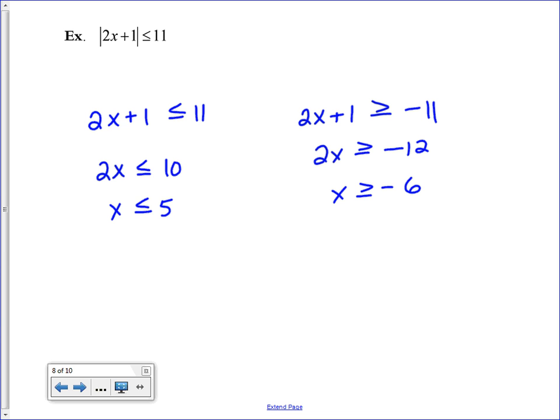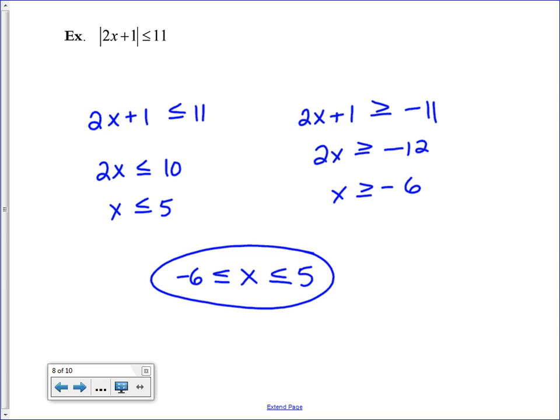So the conjunction notation is to put x in the middle. It is higher than or equal to -6, and it is lower than or equal to 5. So we're going to put our x in the middle with our lower value on the left and our higher value on the right. This is the proper notation for a conjunction inequality.